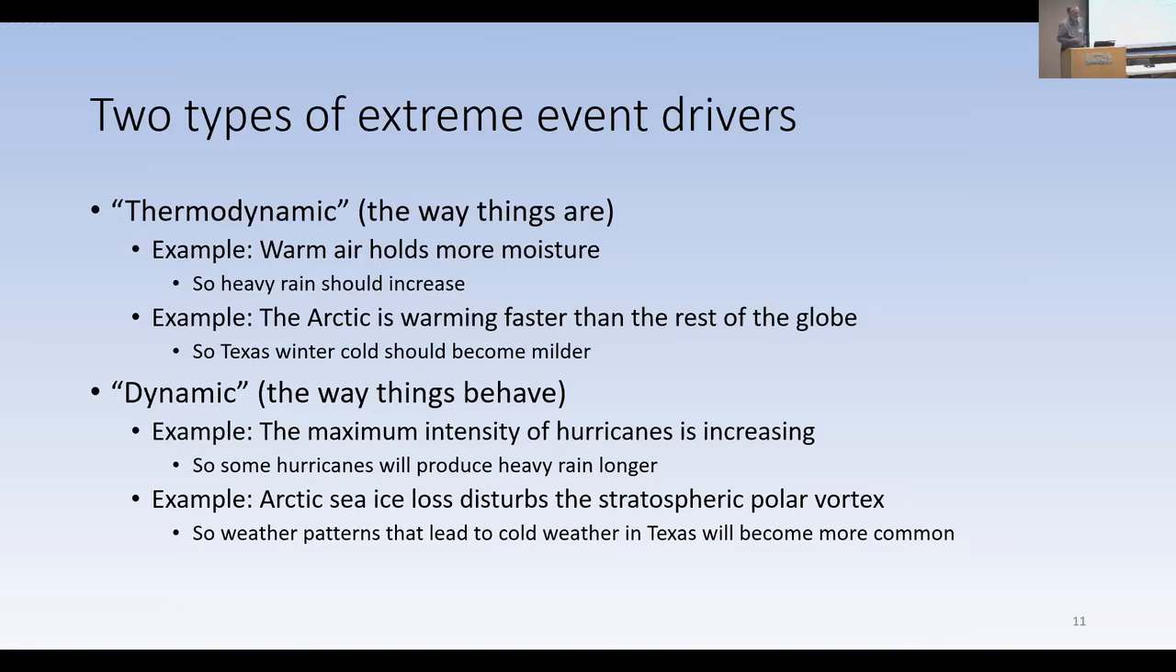For cold, there have been studies that show that Arctic sea ice loss can actually make the stratospheric polar vortex less well-behaved and lead to more frequent weather patterns that are associated with cold air in Texas. So those weather patterns may become more common, and now we've got these two competing effects. The warmer temperatures lead to milder weather in the winter, but the weather patterns lead to more frequent cold air. The way that sorts out, according to the literature and the IPCC, is that the thermodynamic effect is larger than the dynamic effect in this case, so that even though the weather patterns may become more common, it'll still be milder when it does get cold in Texas.